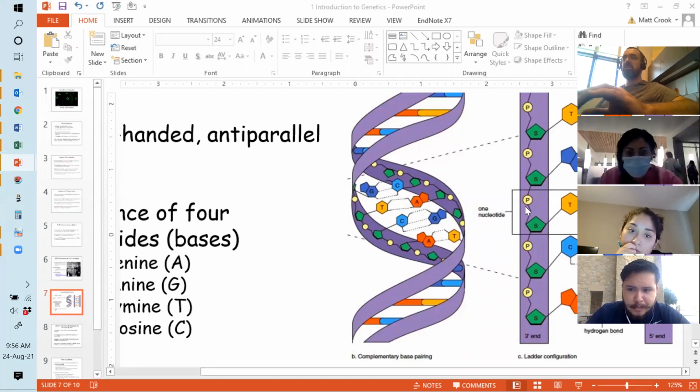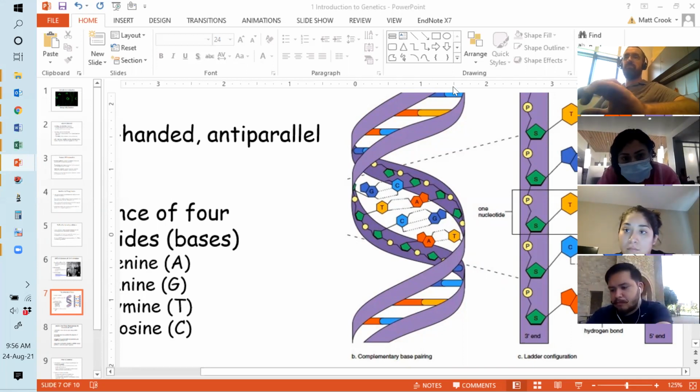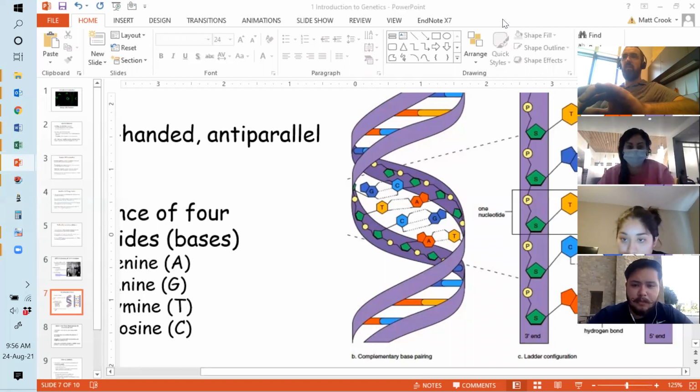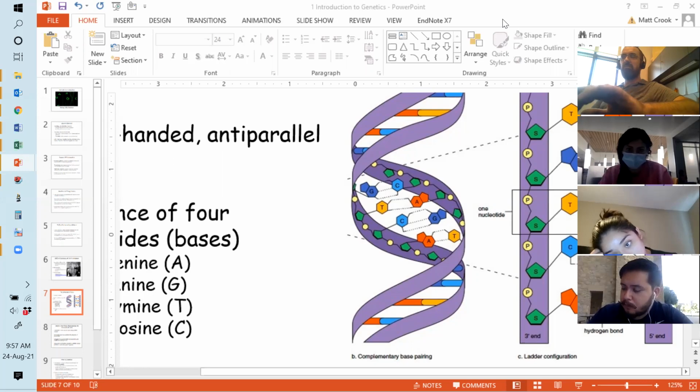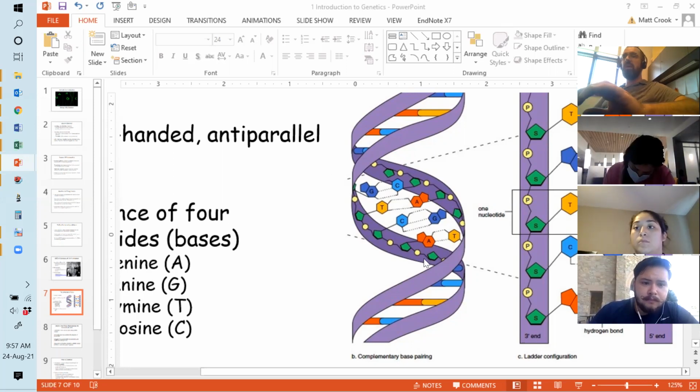The phosphate and the sugar are the same for every one of the 4 different DNA nucleotides. And it's the same for the 4 different RNA nucleotides too, even though they differ between DNA and RNA. It's the nitrogenous base which differs. There are 4 different bases: adenine, thymine, guanine, and cytosine. We'll get to those in a second.